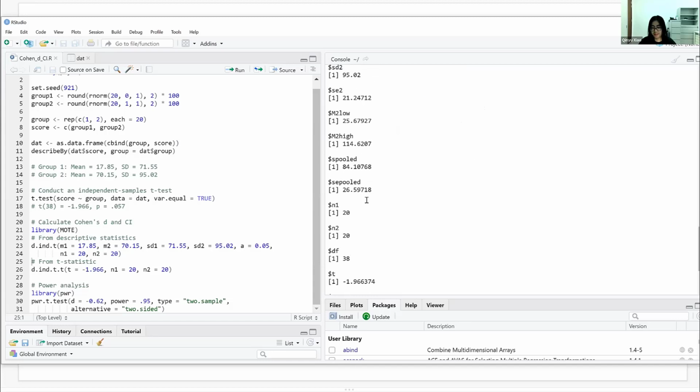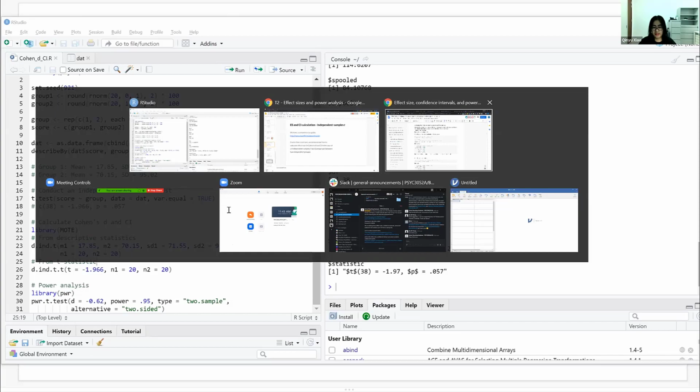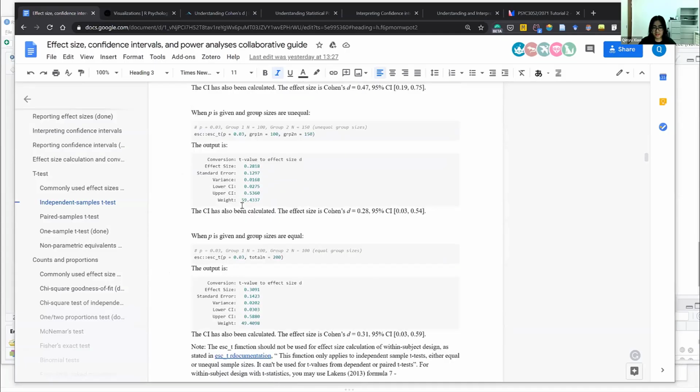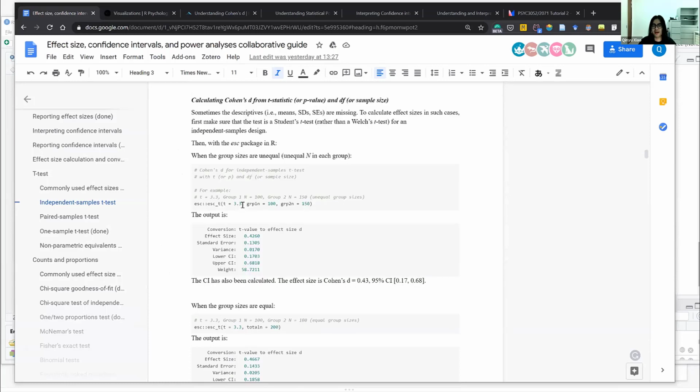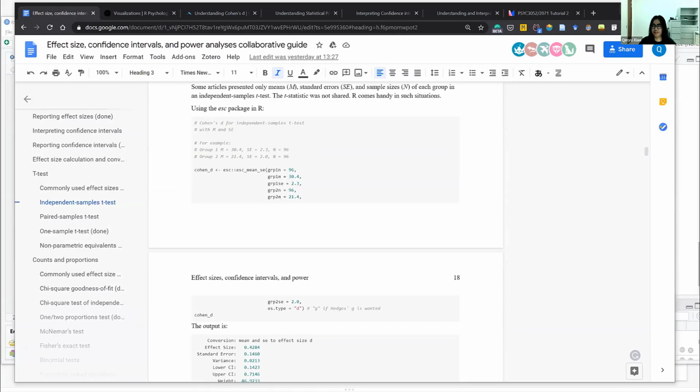These are the descriptives, and this is the pooled standard deviation that the function estimates for the calculation of Cohen's d. And the good thing about this package is that it reports the effect size in a way that we are supposed to report them. So this is one way that we can calculate effect size and confidence interval with this package. And of course, we have many others that are mentioned in our guide, and depending on what you have and what you need, you can choose to use some of them over the others, which might not be as applicable to your cases.